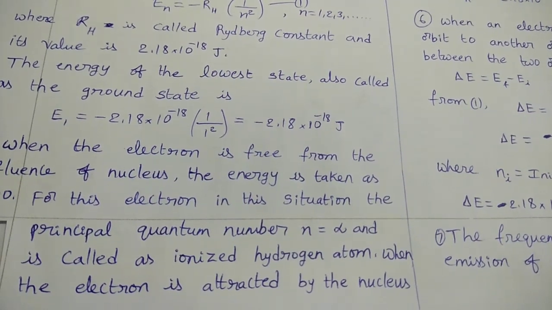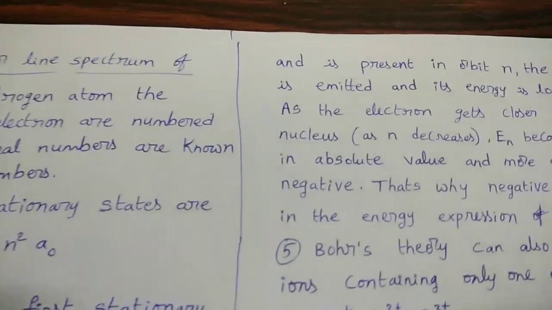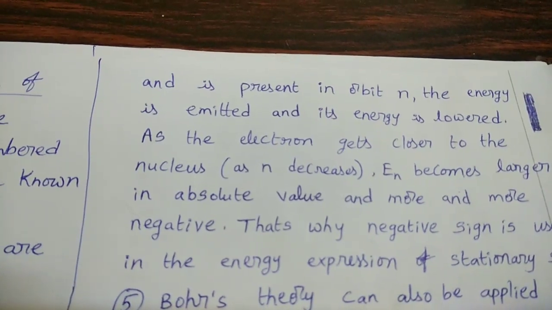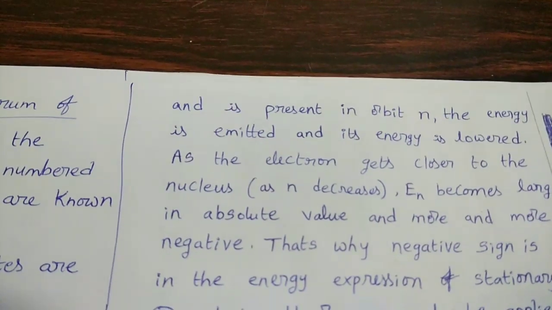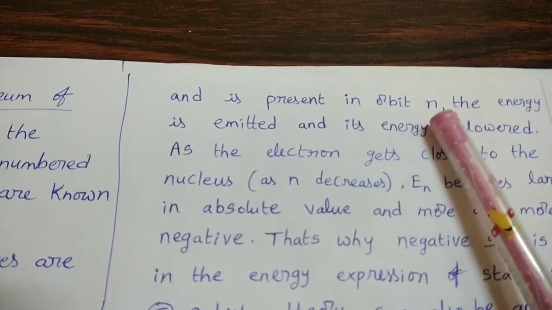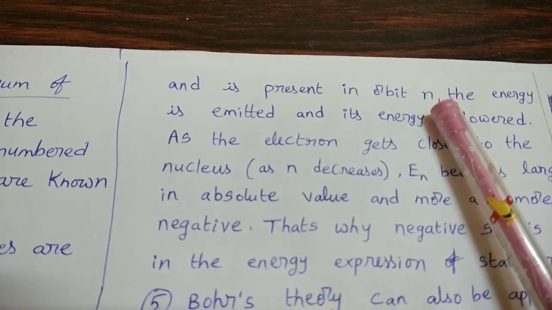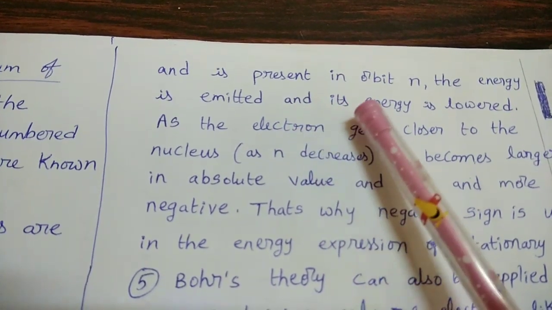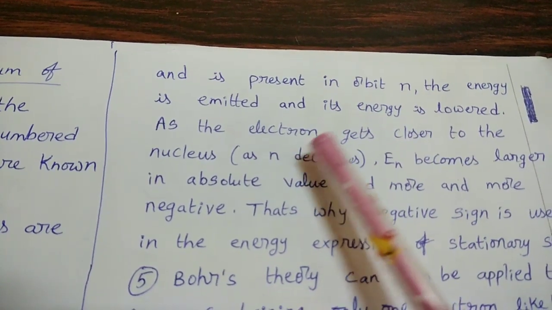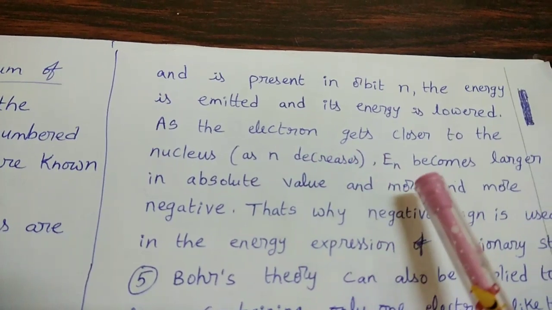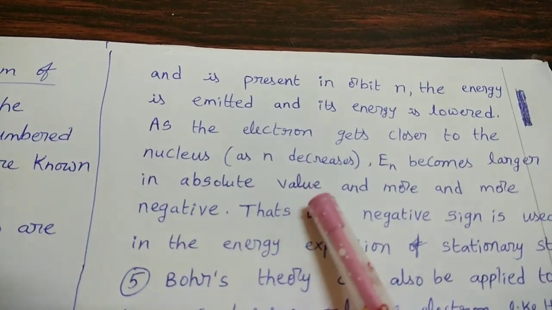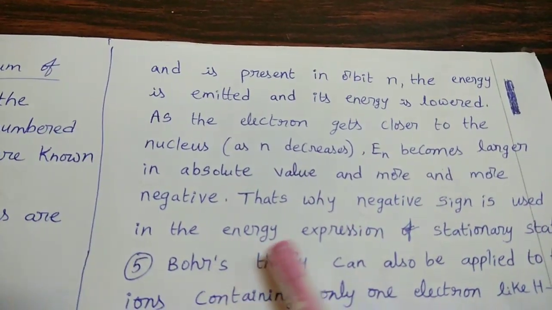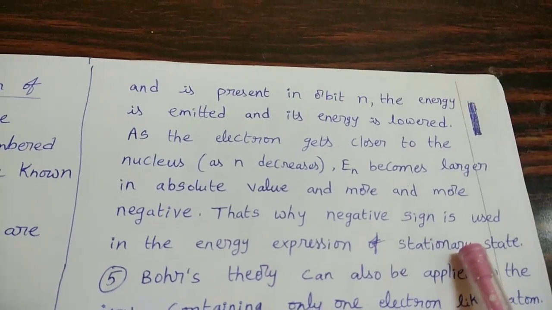When the electron is attracted by the nucleus and is present in orbit n, energy is emitted and its energy is lowered. When the electron is under the influence of the nucleus, meaning it is present in a particular orbit n, then some amount of energy is emitted. Emitted means released, and its energy is lowered. As the electron gets closer to the nucleus, En becomes larger in absolute value and more negative. That's why a negative sign is used in the energy expression of the stationary state.